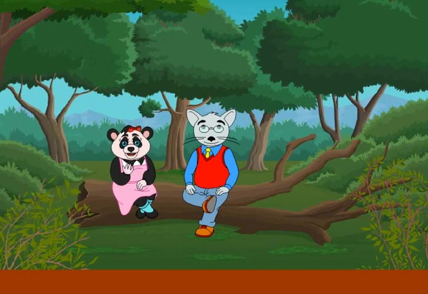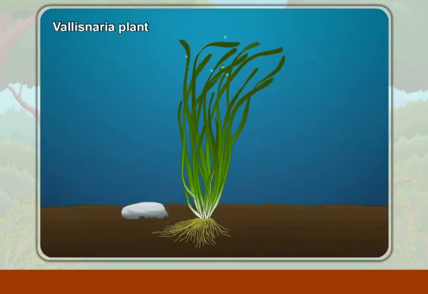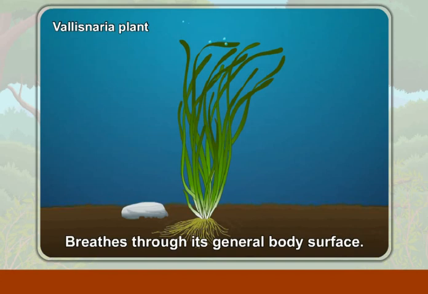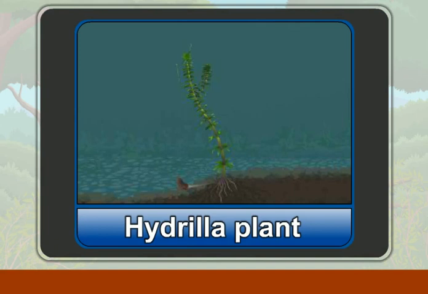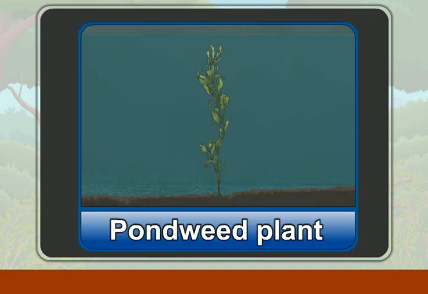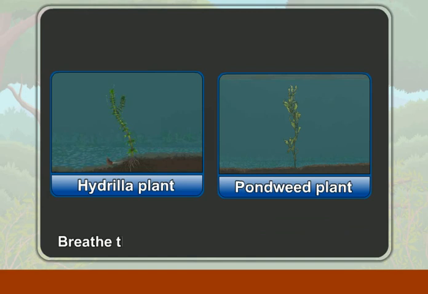Vallisneria plant is a living thing. Certainly, it breathes. Have you ever wondered how the Vallisneria plant breathes? Well, let me tell you. The Vallisneria plant breathes through its general body surface. Like the Vallisneria plant, the hydrilla plant and the pond weed also breathe through their general body surfaces.